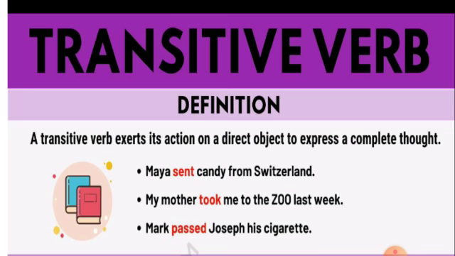Next, transitive verb. As you can see here, okay. So, in this, Maya sent candies from Switzerland. So, sent is the verb here. My mother took me to the zoo last week. So, took is the transitive verb. Next, Mark passed Joseph his cigar. Passed is the transitive verb here.